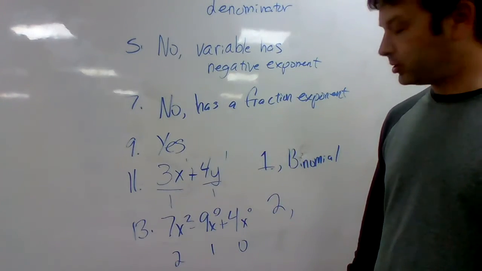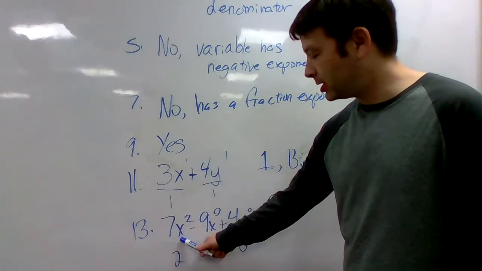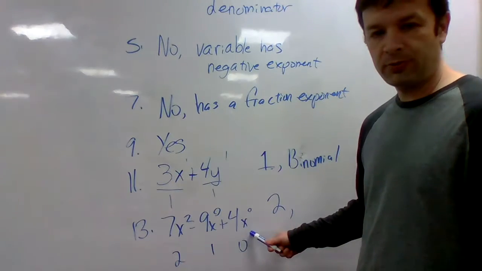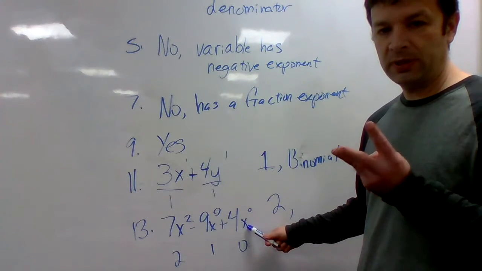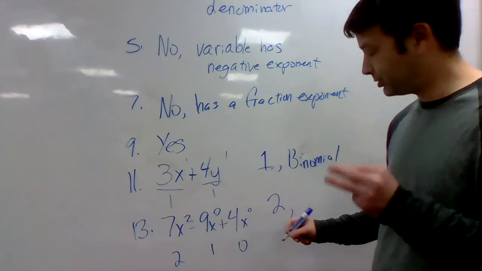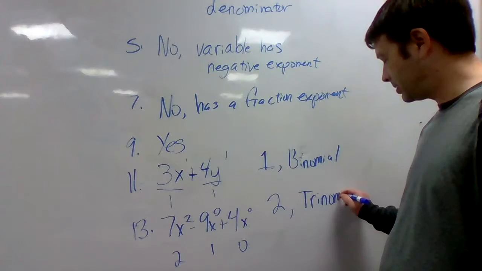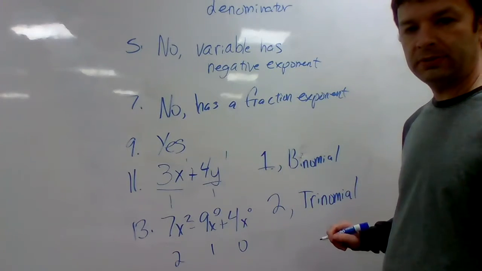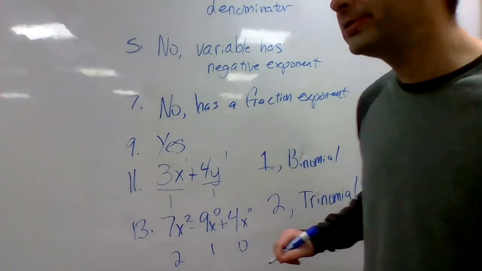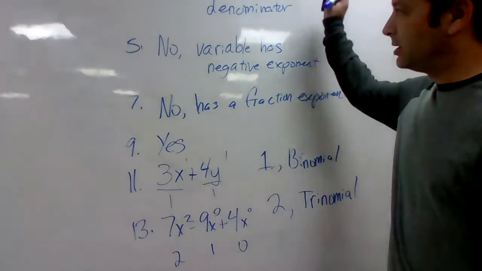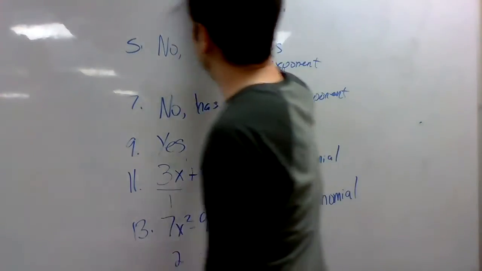And then what kind of polynomial is it? It's got 1, 2, 3 terms. How do we say 3? Trinomial. Like a tricycle? Triceratops. Okay. Anyway, let's erase that and go to 15.